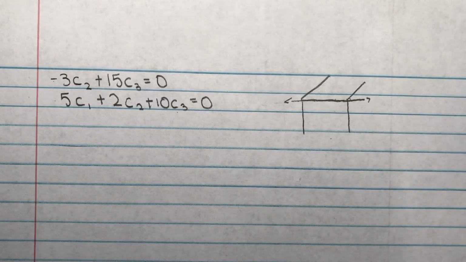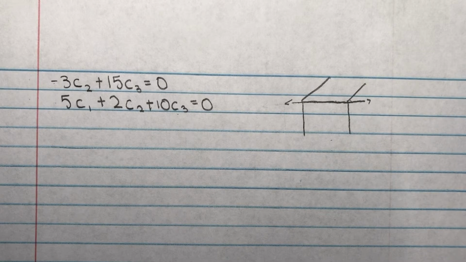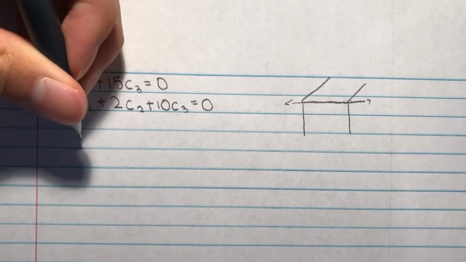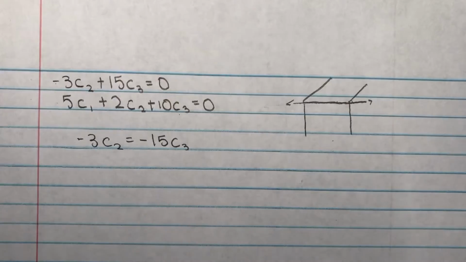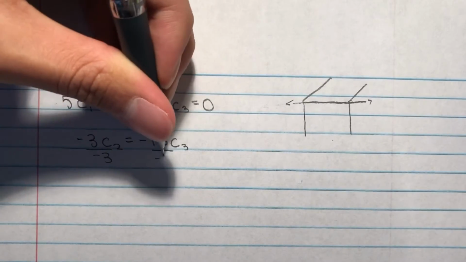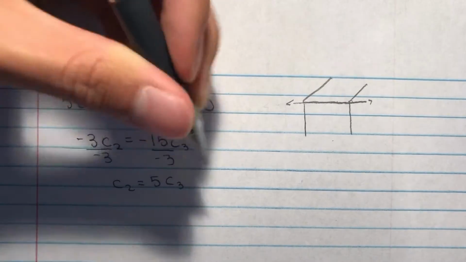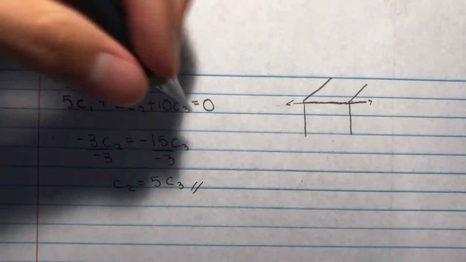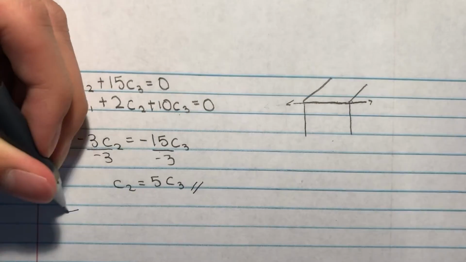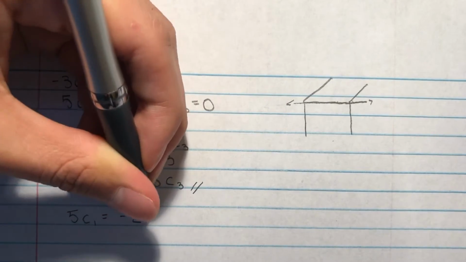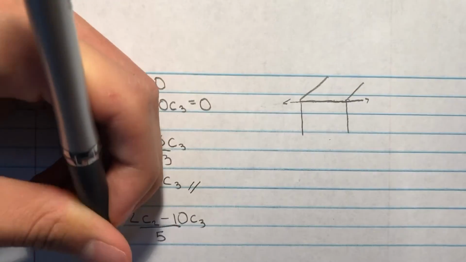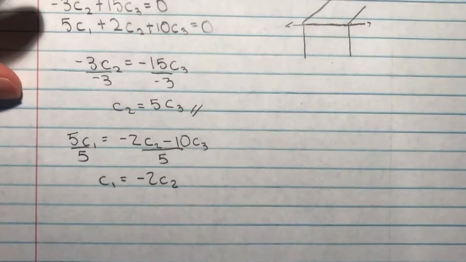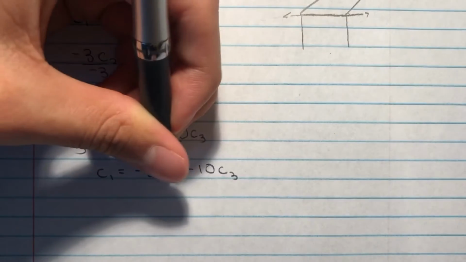In order to solve this system of equations, we are going to put everything in terms of one variable. So I'm going to choose c sub 3. So negative c sub 3, c sub 2 is equal to negative 15. C sub 3 divided with the negative 3 over c sub 2 is going to equal 5 c sub 3. Let's use the other equation to isolate c sub 1. 5 c sub 1 is equal to negative 2 c sub 2 minus 10 c sub 3, divided by 5, over c sub 1 is going to equal negative 2 c sub 2 minus 10 c sub 3 over 5.